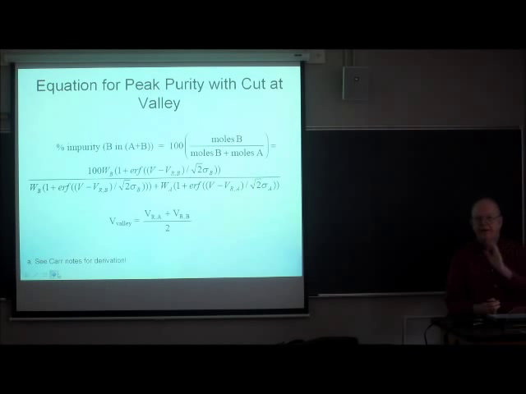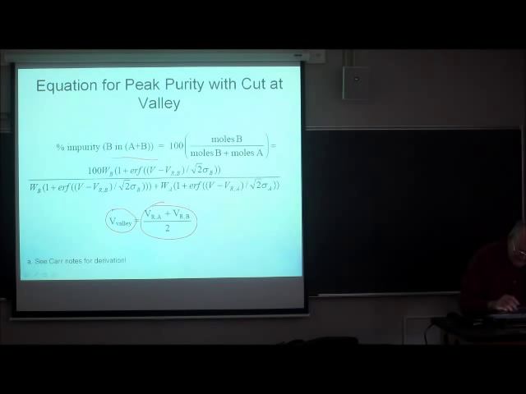If the two peaks are the same height and have the same sigma, the valley will be exactly in the middle of the two peak maxima of the retention volumes or the retention times. So that's where the valley is going to be. It's VRA plus VRB over 2. So we're going to put V in our equation for the area equal to this number. And what comes out of that is the percent impurity of B, the second peak, in the A plus B. That's how we would define the percent purity, right? You plug the numbers, the error function equations in, and this is your percentage impurity.